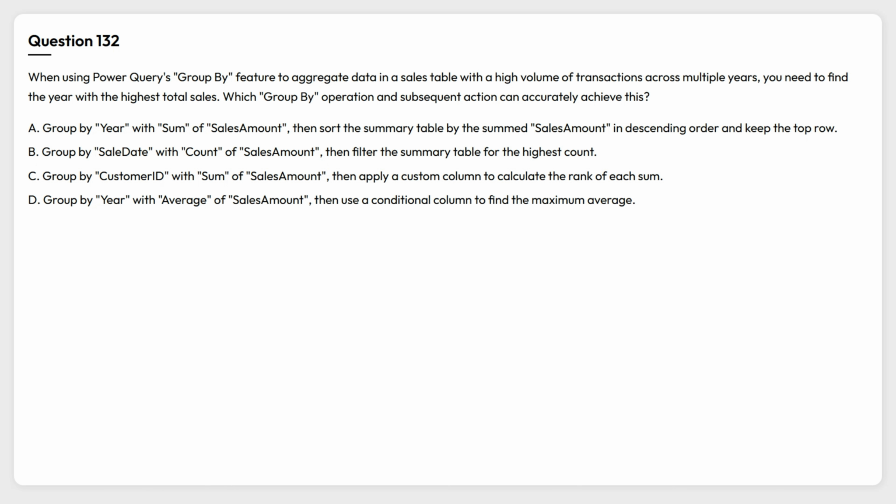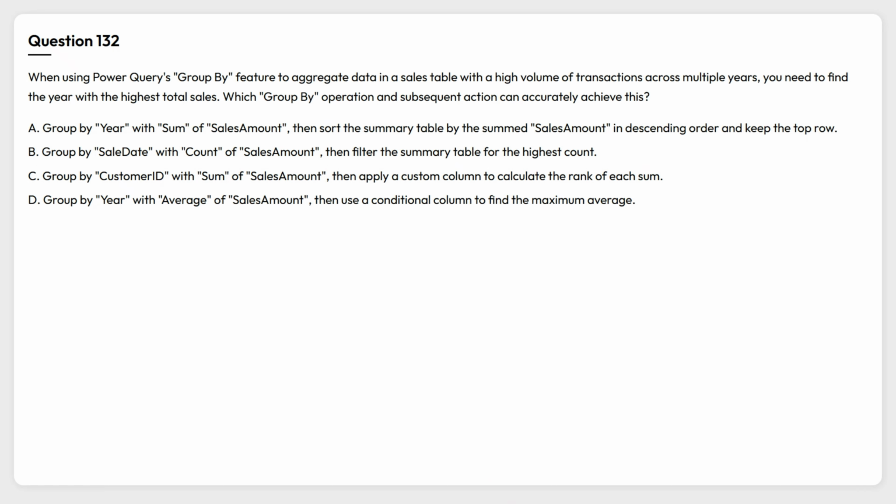Question number 132. When using Power Query's group by feature to aggregate data in a sales table with a high volume of transactions across multiple years, you need to find the year with the highest total sales. Which group by operation and subsequent action can accurately achieve this? Option A. Group by year with sum of sales amount. Then sort the summary table by the summed sales amount in descending order and keep the top row.